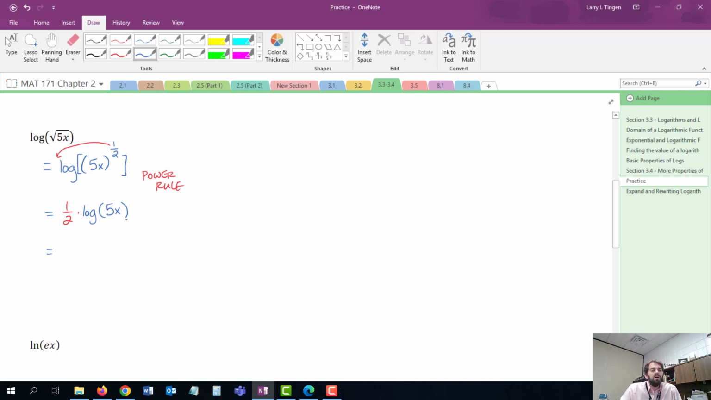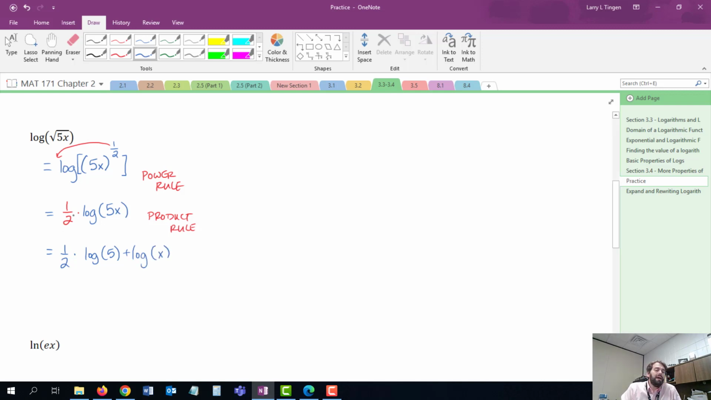All right, so next, log of 5x. Well, that's the product rule, right? I've got multiplication on the inside. So that means I have 1/2 times, that's log base 10 of 5 plus log base 10 of x.